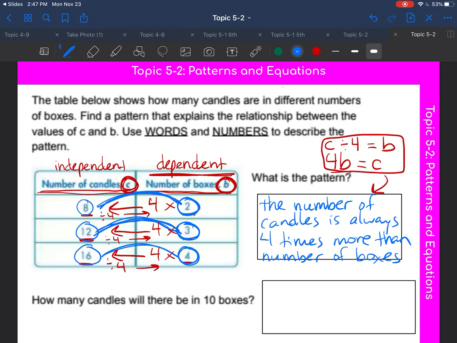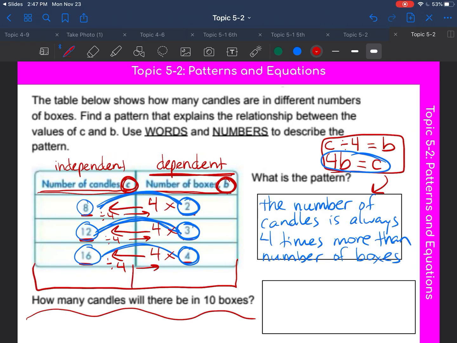Okay, so make sure you have both of these equations written in this box. What is the pattern? And we're going to mainly focus on this: 4B equals C. 4 times the number of boxes gives you the number of candles. So now the question is, how many candles will there be in 10 boxes? Now, if we wanted to, we can continue this table, okay? And we can keep counting 5 boxes, 6 boxes, keep multiplying by 4, but we don't really have to do that because we have this equation. 4 times the number of boxes equals the number of candles.